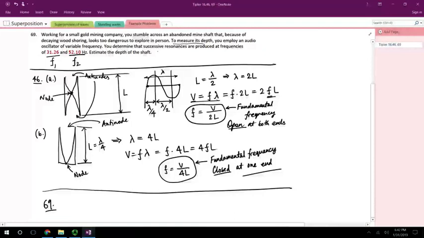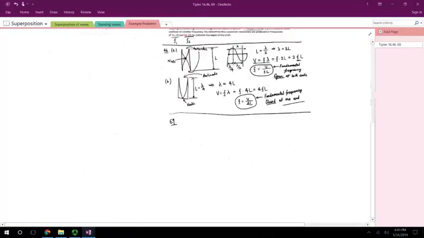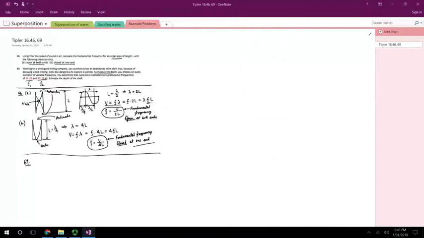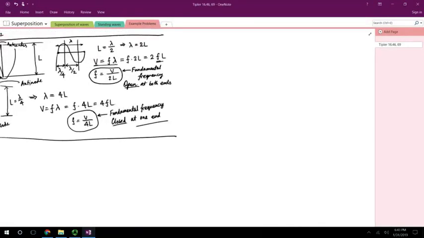So you determine that successive resonances are produced at frequencies of, you're going to use labels for them instead of the numbers that are given, and then eventually we'll plug these numbers back in to figure out the numeric answer. And the idea is to estimate the depth of the shaft, right? Okay, so you're wanting to find the depth of the shaft, right? So first we have to determine what this problem is.